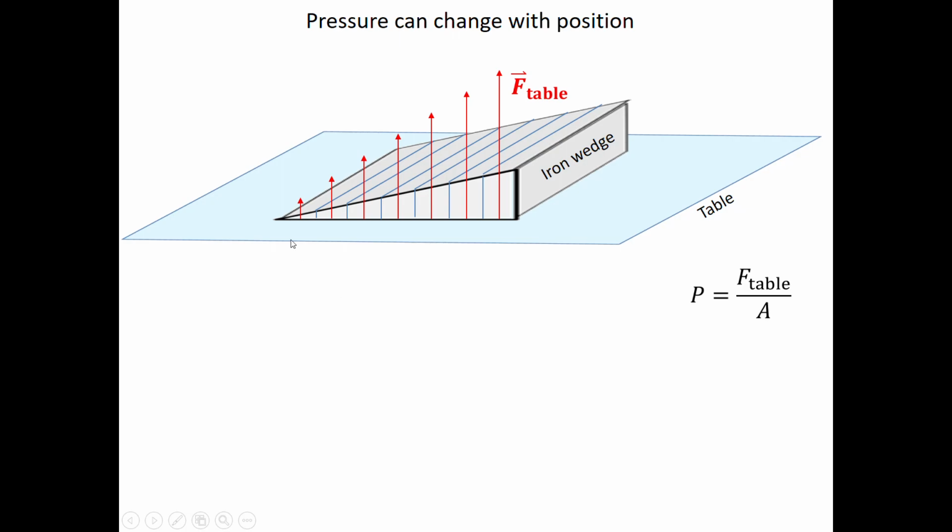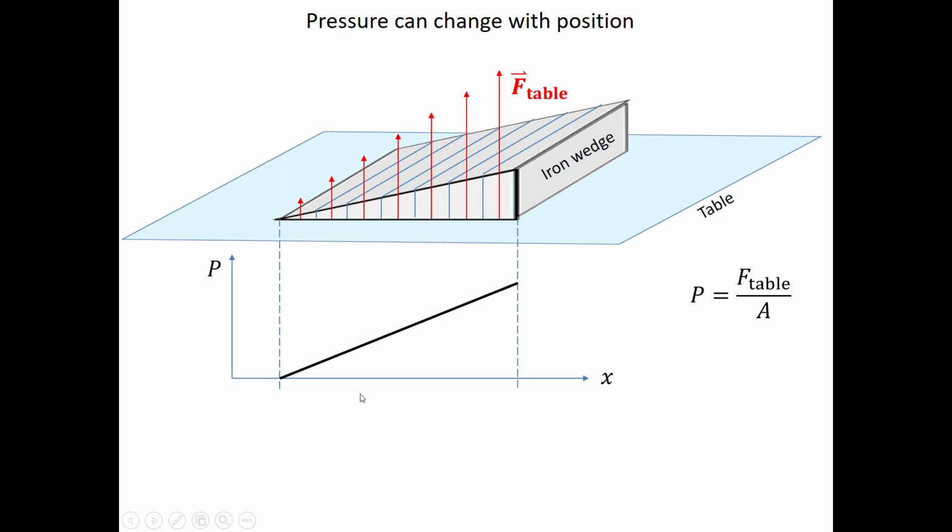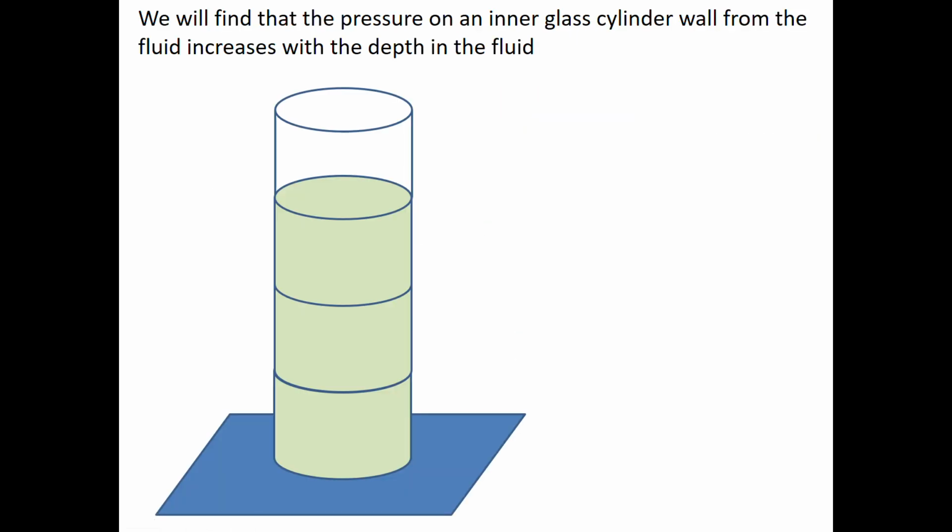And therefore, if we did a very fine division of the iron wedge and calculated the pressure as just the magnitude of the table force divided by the area, we would find that the pressure at the left end was very small, and then it got bigger and bigger and bigger as we went to the right. So that's just an example of a case where the pressure might change with position. And in general, we should assume the pressure is changing with position.